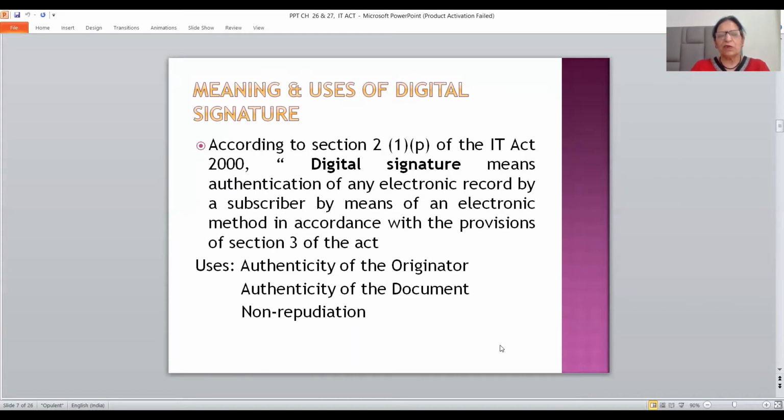So there are three uses of digital signature. Authenticity of the originator: it always tells us that the originator is authentic. Originator is the person who has sent, transmitted or created the document. And the person to whom the document is sent is known as the addressee. Authenticity of the document: the document is also authentic. Non-repudiation: any person who has sent the document owns up some responsibility. He cannot deny later on that this document was not sent by me. So these three are the uses of digital signature.